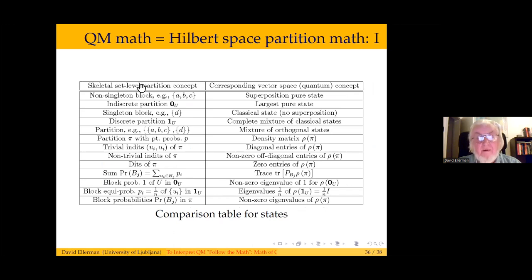So in the end here, I just put in the comparison table of the skeletal partition level concepts for states and the corresponding quantum level for states. So a non-singleton block in a partition is a superposition, pure state. The indiscrete partition at the bottom is the largest pure state. A singleton block is like a classical state, so there's no superposition. It's only a single element, discrete partition, and so forth all the way down.